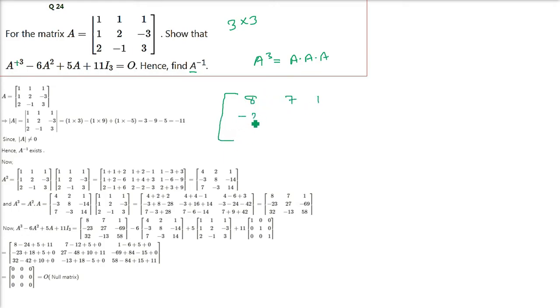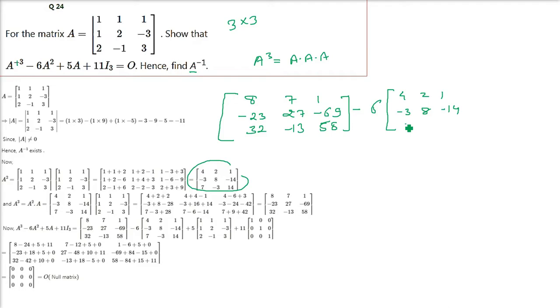It is 8, 7, 1, minus 23, 27, minus 69, and 32, negative 13, and 58. So this is your A cube. Once you do it, you then subtract 6 into A square. A square is already there. So why not multiply this 6 with each element and then compute it. I'm just writing it, but I hope you will be able to multiply this and then add. Then we have 5 into A.